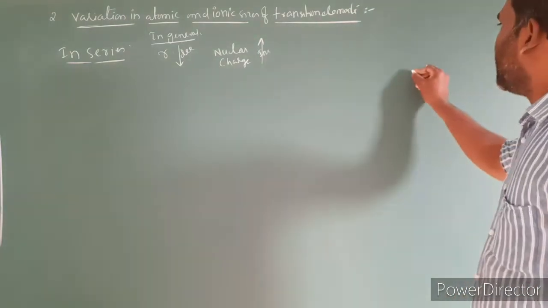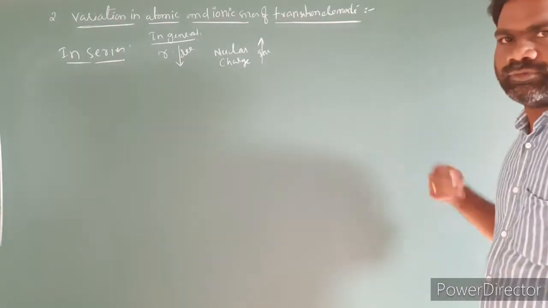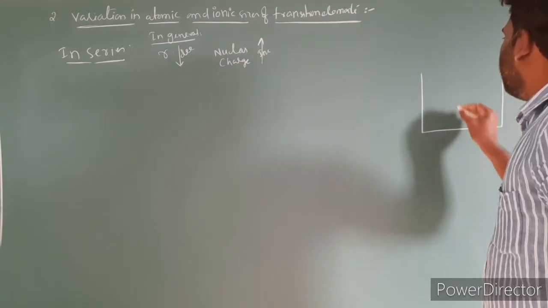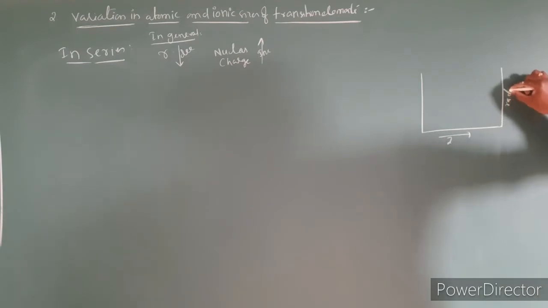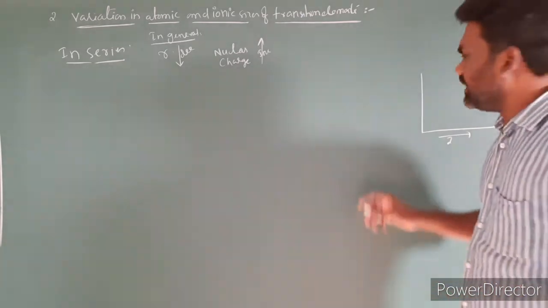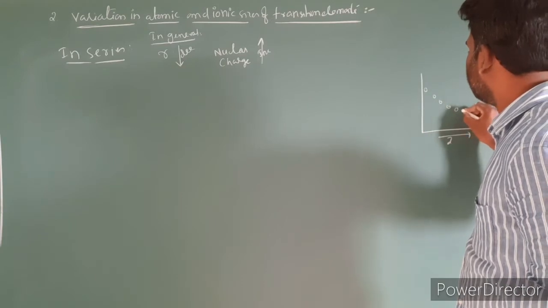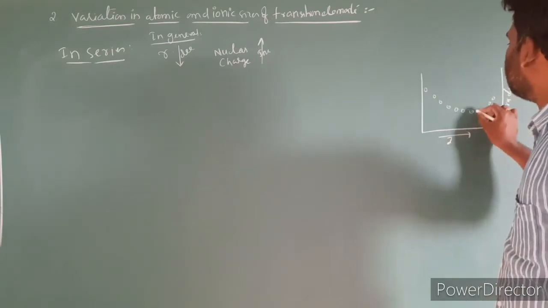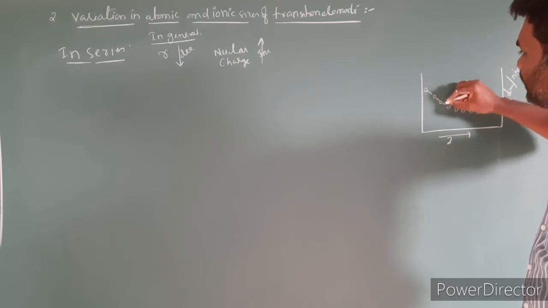Now let's understand the variation of atomic and ionic sizes of transition elements in series by taking the 3d, 4d and 5d series elements. I'm taking the 3d series elements first. This axis is increasing atomic number, and this is radius in nanometers. These are the 3d series elements: scandium, titanium, vanadium, chromium and so on.